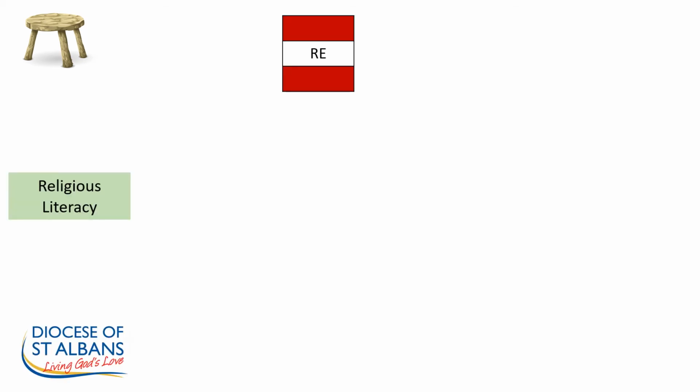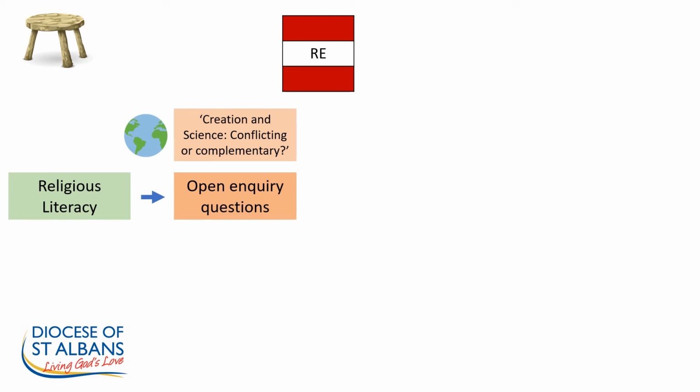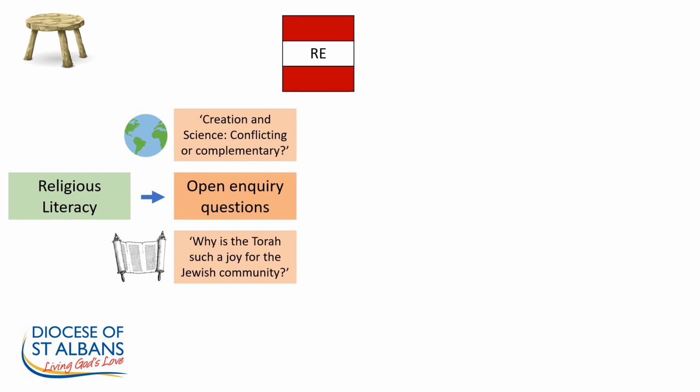In a similar way that we did with the history curriculum earlier in this presentation, we could take RE and map it out. Whereas the aim of the history curriculum is for pupils to arrive at historical understanding, with RE the aim is for pupils to develop their religious literacy. And pupils are to develop their religious literacy through engaging with open inquiry questions in the form of units throughout the curriculum. One example being in Upper Key Stage 2, creation and science: conflicting or complementary? Or this one here on Judaism, why is the Torah such a joy for the Jewish community?